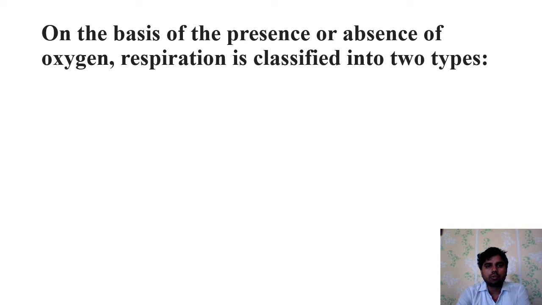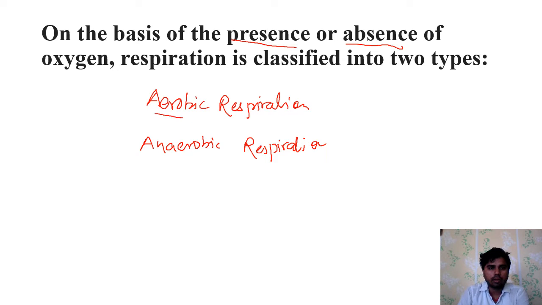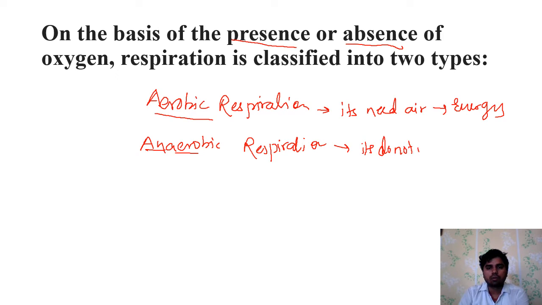Now students, on the basis of presence or absence of oxygen, respiration is classified into two types. The two types are aerobic respiration and anaerobic respiration. By the name itself, aerobic respiration means it needs air for the production of energy. And anaerobic respiration does not need air for the energy production.